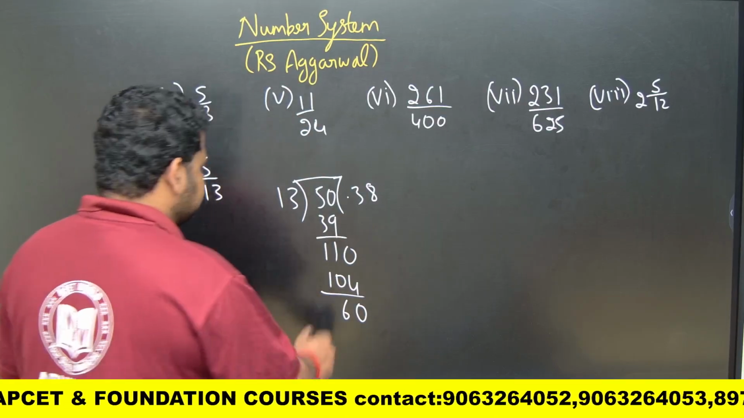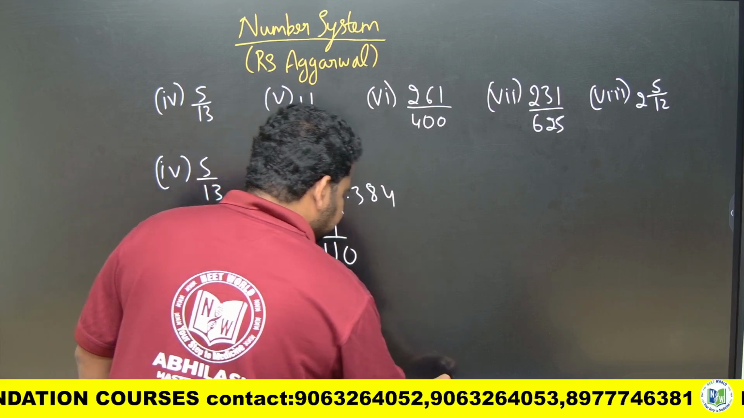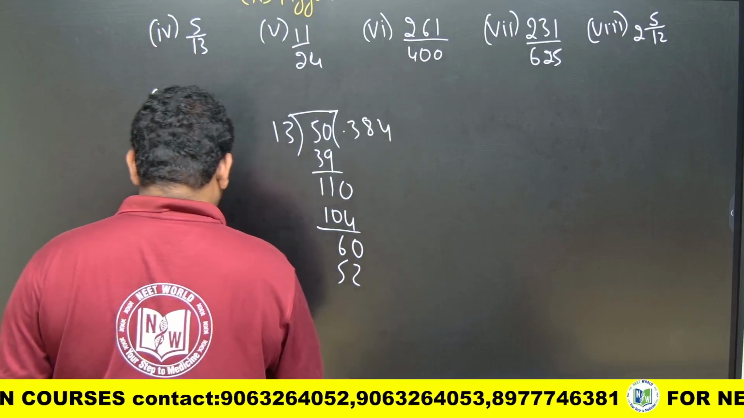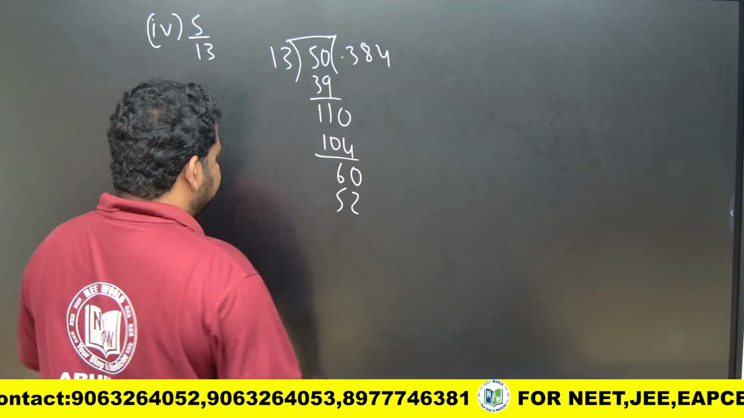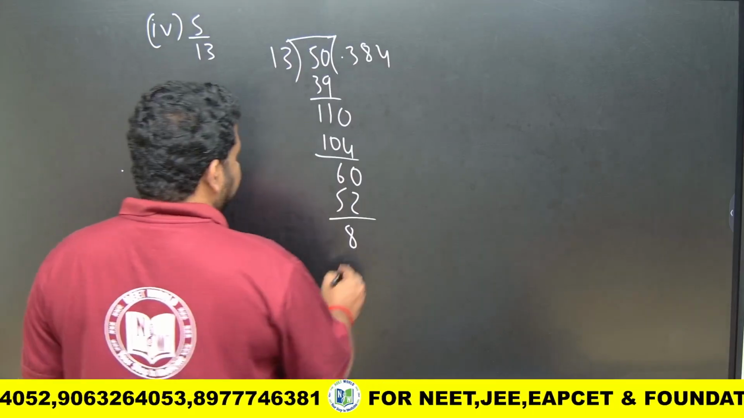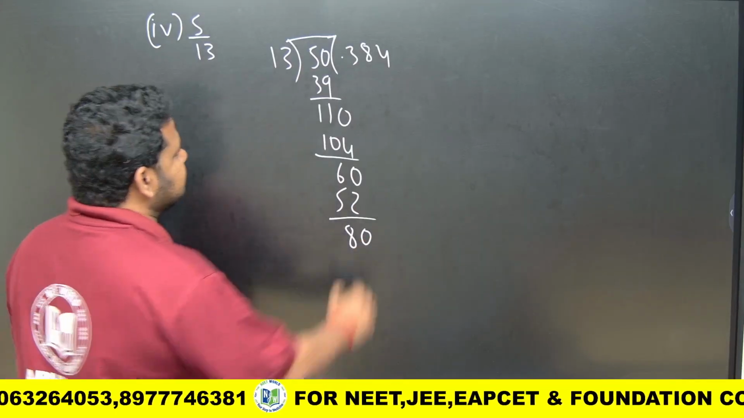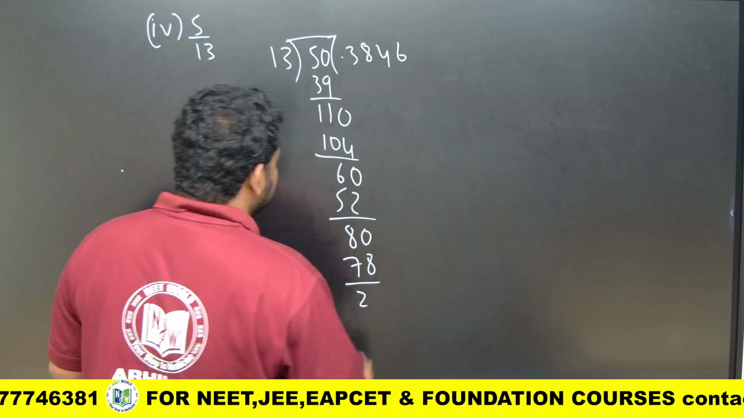Okay, now 60 is there. 13 4s are 52. Remainder is 8. Now if I put 0, what will I get? 13 6s are 78. I'll get 2.